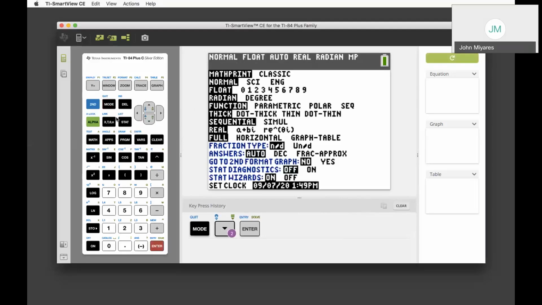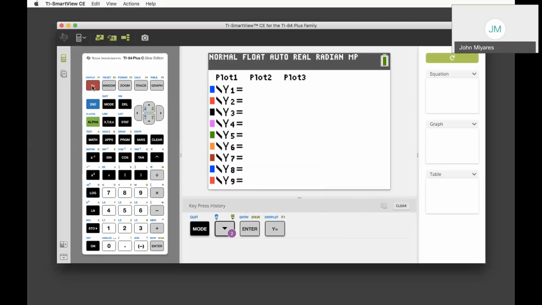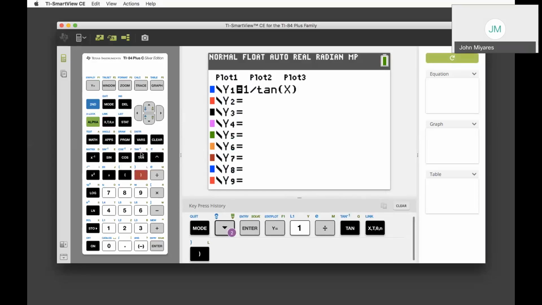Now, in order to graph this function, let's say I want to start with the cotangent of x. The cotangent is the reciprocal of the tangent. So what I'm going to have to do is enter this in as 1 divided by the tangent of x, and I'll close my parentheses here. I do not want to use this tan to the minus 1. Again, that means inverse tangent. That does not mean the reciprocal of the tangent.